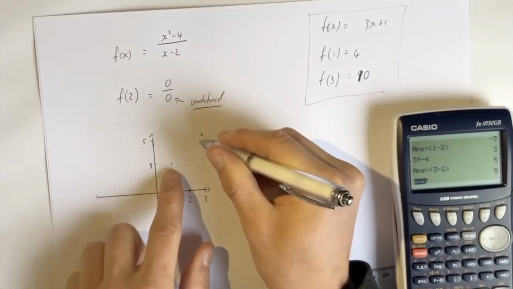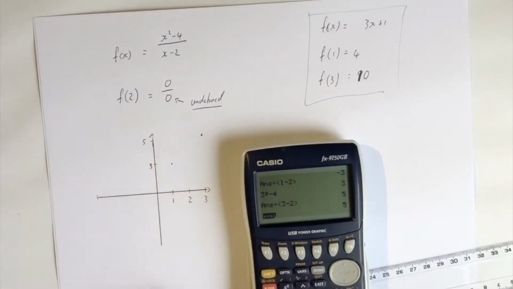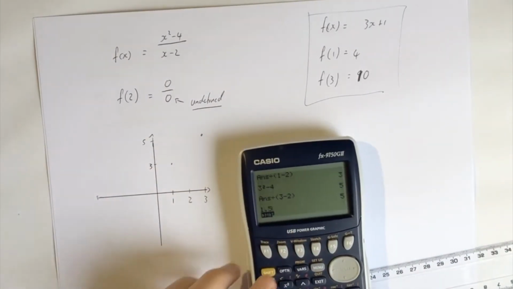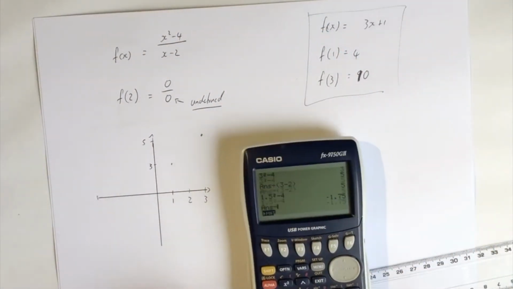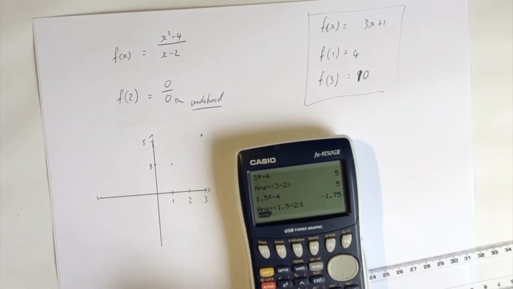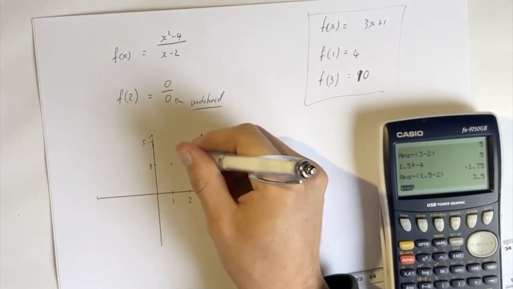So what we do is we look closer and closer to 2 to analyze what's happening. So I could go to 1.5. So 1.5 squared minus 4, that's the top. I'm just inputting 1.5 into my function and dividing by 1.5 minus 2 on the bottom, 3.5. So it looks like we're getting closer and closer to 4.